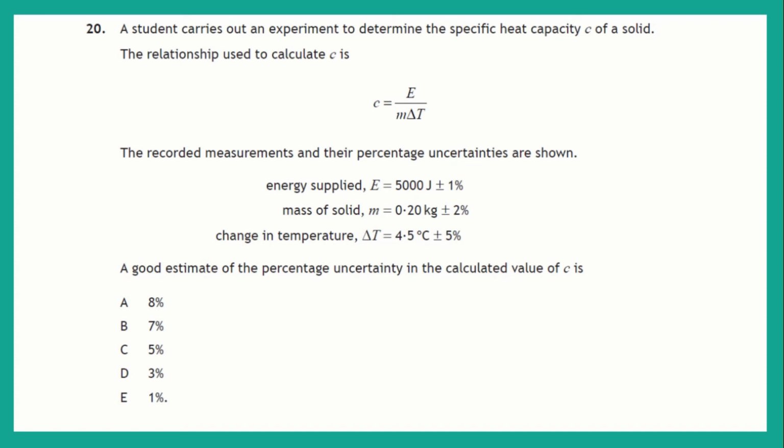So this one's more straightforward than most. In fact, it's already done the percentage uncertainties for us. All we need to do is pick the largest one. We can see that the largest percentage uncertainty is 5%. That's the change in temperature. And so that becomes the dominant percentage uncertainty. That becomes the percentage uncertainty in C. So it's answer C.